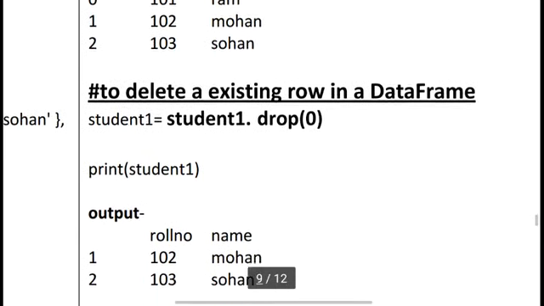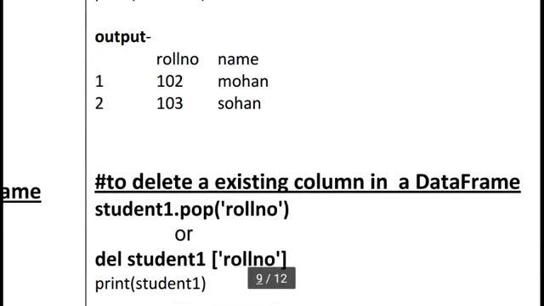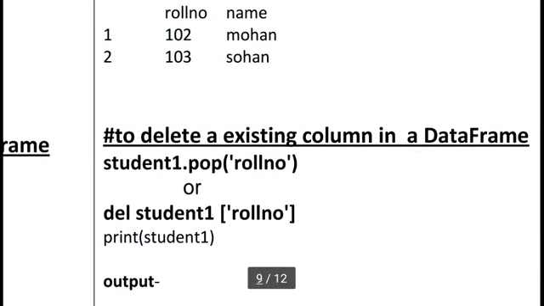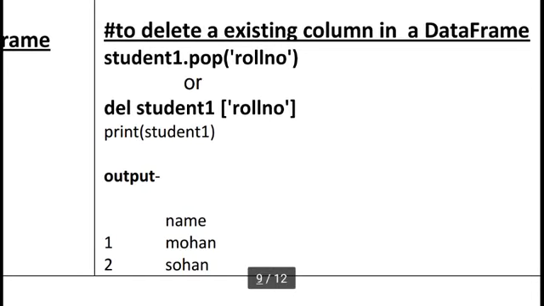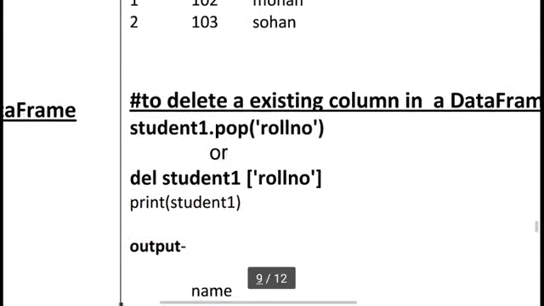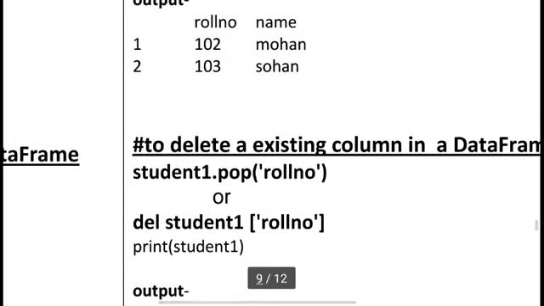But if I want to delete a column, it is simple: we always use the pop method. Here I am using student1.pop with the column name, roll number, or another option we can use is del with student1 in square brackets. When we use del we must use square brackets, with roll number, and print student1. You can see the first row is already deleted, and we already deleted the roll number column, so the remaining data is only the name column, 1 for Mohan, 2 and so on.